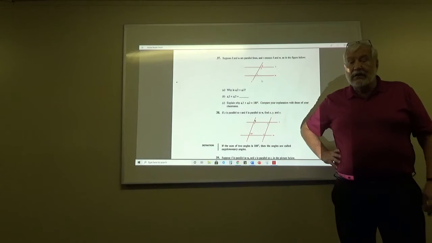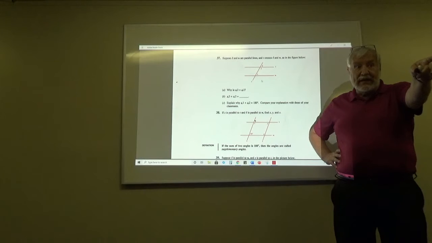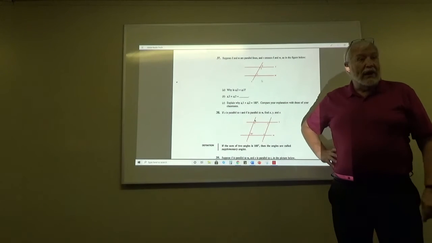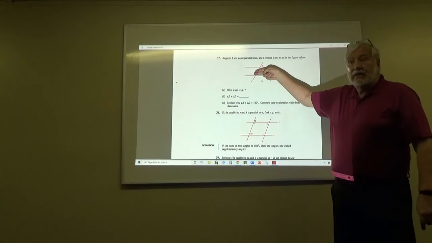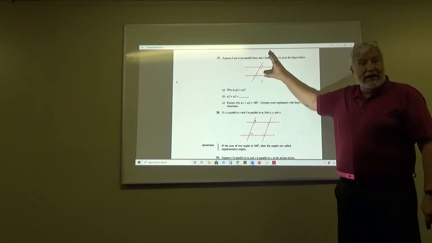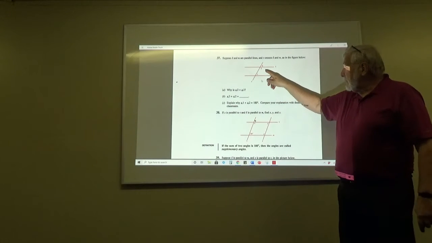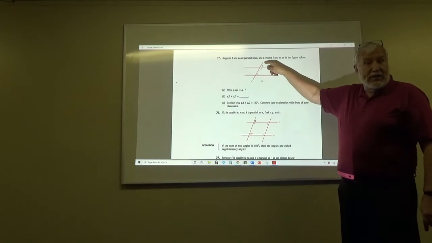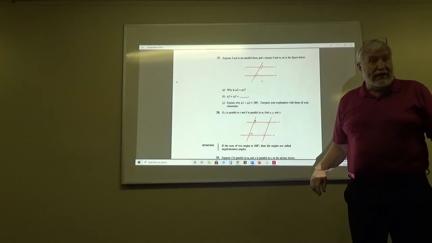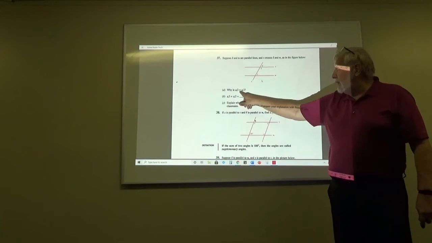Adjacent. No, not adjacent. Adjacent angles are not equal. Alternating, right. Alternating what? Come on, class. Alternating interior or alternating exterior. They are all congruent. Now, the adjacent angles are supplementary, so they're going to add to 180. But the corresponding angles are congruent, therefore we have an equal sign.